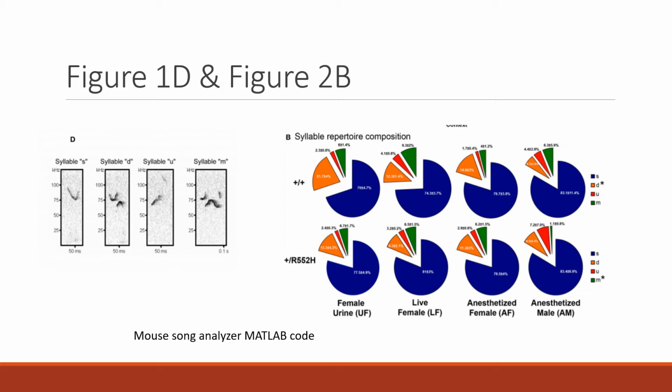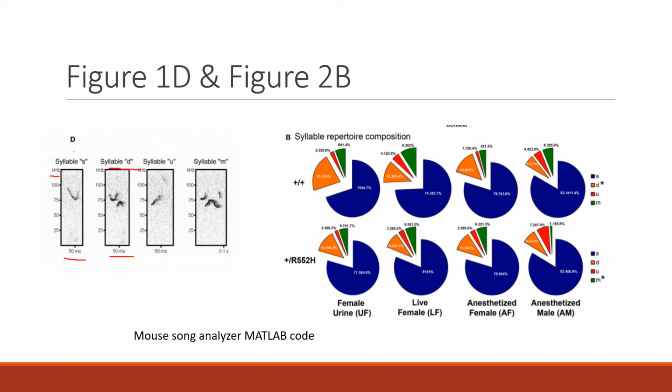Here we have figure 1D and figure 2B. They are on the slide together because figure 1D explains components of figure 2B. Starting with figure 1D, this shows the sonogram for the 4 syllables being analyzed, which are S, D, U, and M. Here you can see that it shows the frequency in kilohertz on the y-axis and the time in milliseconds on the x-axis. And this data is translated into colors on figure 2B. Here you can see the S, D, U, and M in various colors.